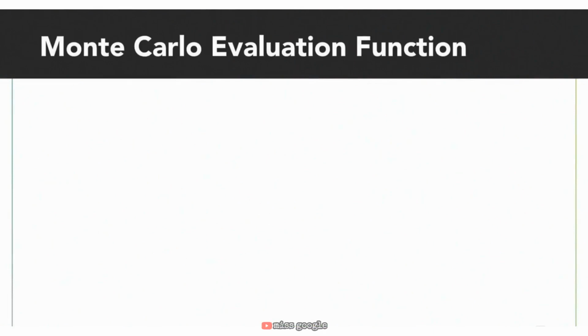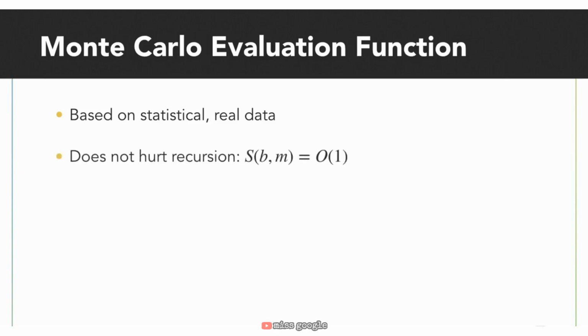So here are some details about the Monte Carlo approach to evaluation functions. First, it's based on statistical, but very real and accurate data. Nothing is speculated. It's the result of a simulation. There are studies that have shown that this approach performs similar to Minimax in average, and that's great news. This approach does not hurt the recursion because these sequences of moves are performed in the same game, so the space complexity of this function is O of 1, or constant. It only needs one state of the game to run a whole sequence.